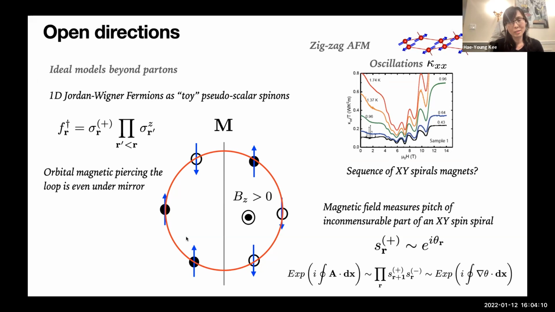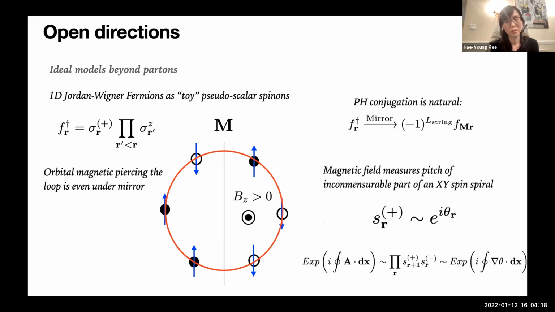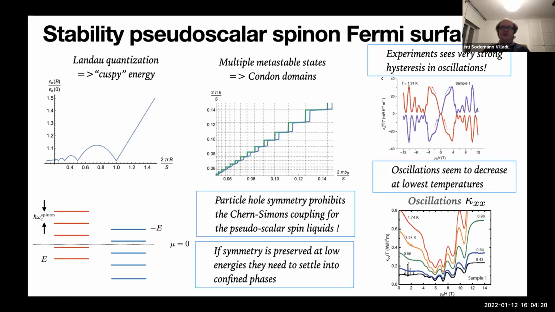So I was thinking, isn't it possible that these oscillations are not really an oscillation, but rather a transition from one Chern number to another Chern number, or something like that? Yeah, very good that you asked this question. I actually have an answer for that too.